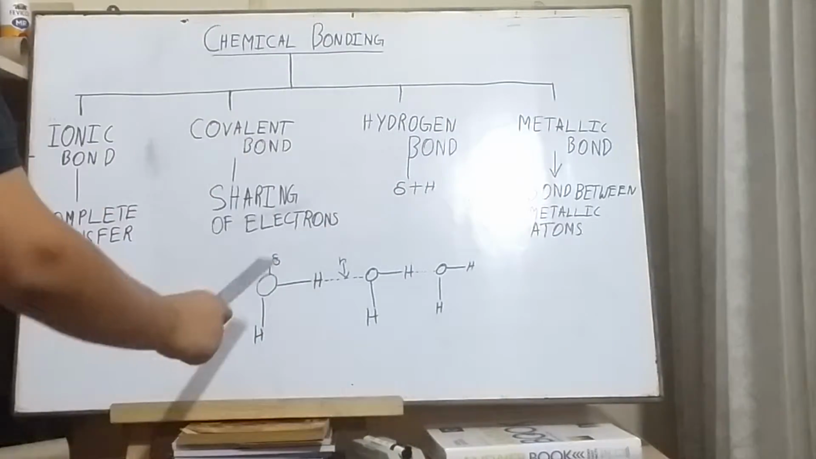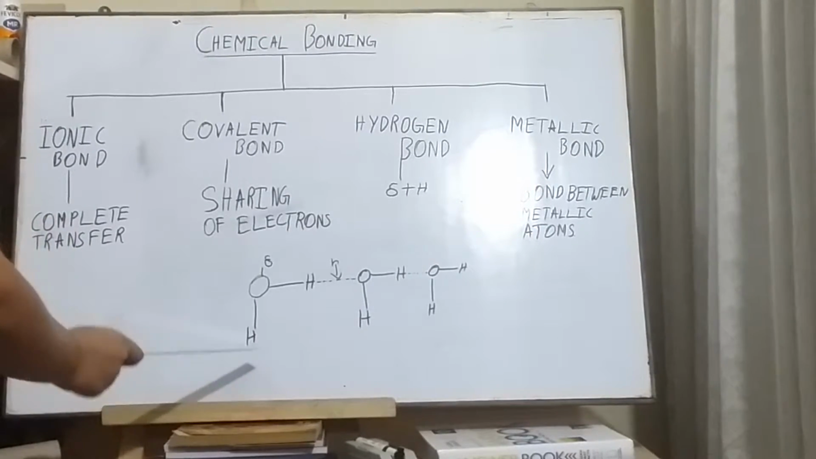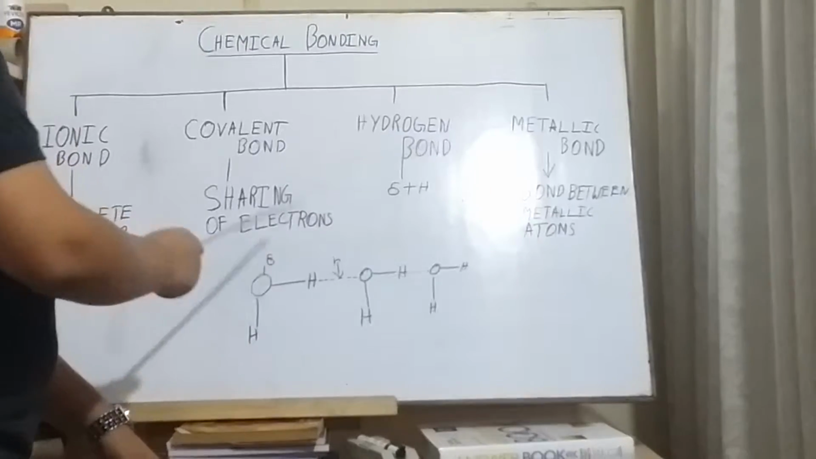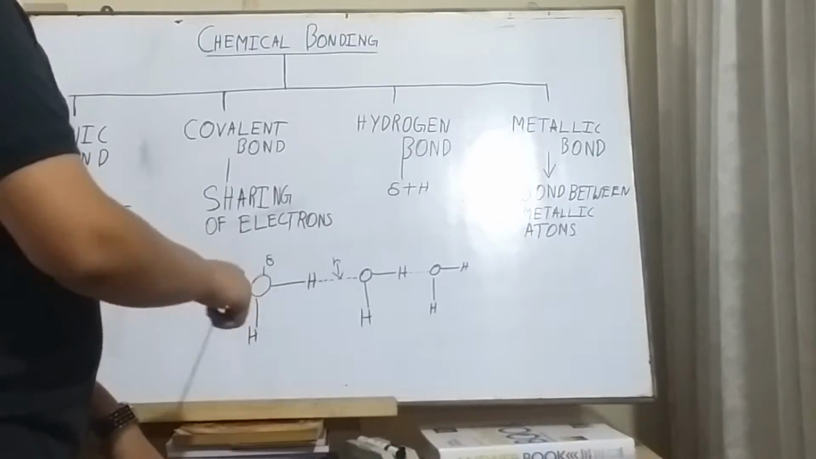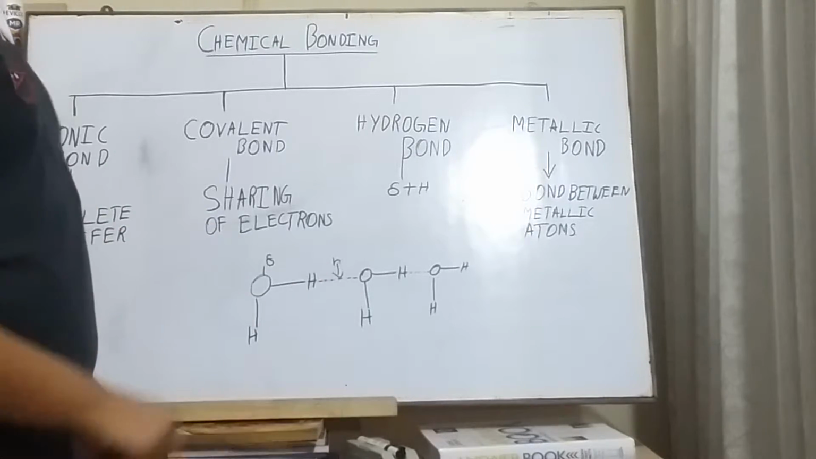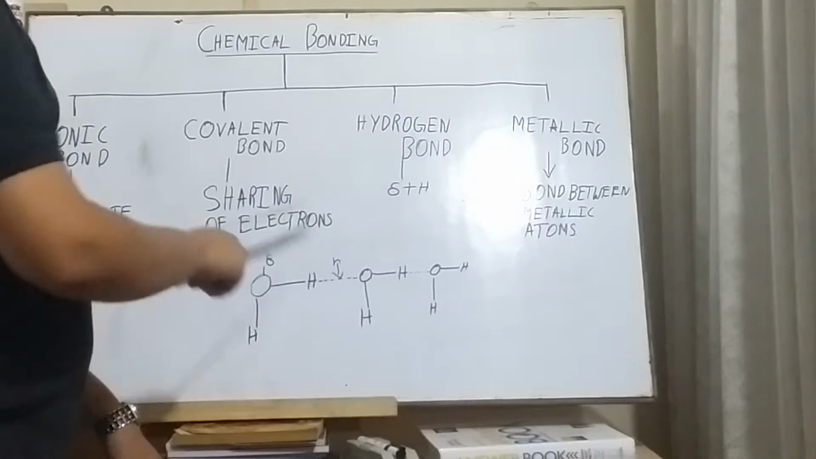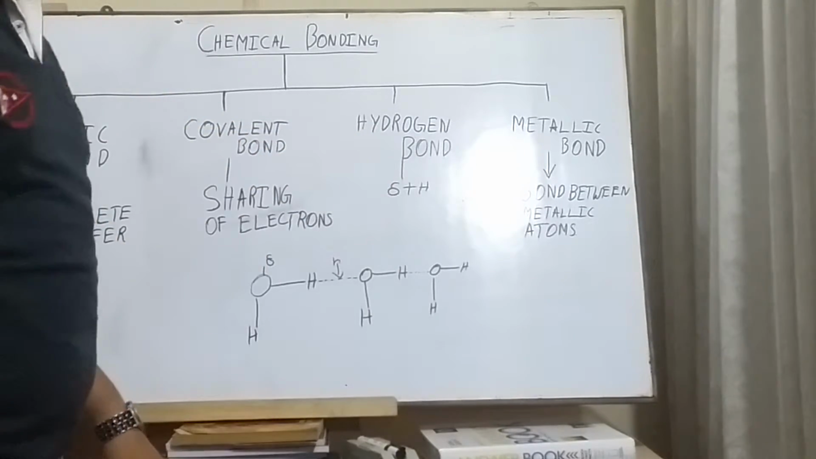If you see this diagram here, oxygen and hydrogen form the water molecule. This H2O is the water molecule, and between two water molecules you get the hydrogen bond. So electronegative plus electropositive produces a hydrogen bond.